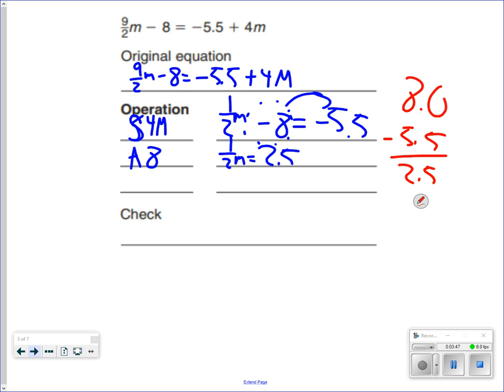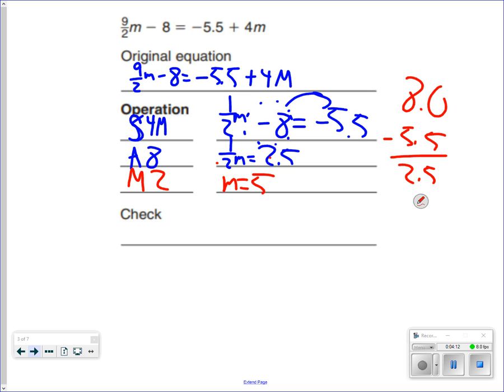So right now I'm at half an m equals 2.5. Well, if I have to get m alone, I'm going to multiply that by 2, which would give me m equaling 5. Because if I go 2 times this, I'd get 2.5. Half times 2... So let's check here. Does this make sense?